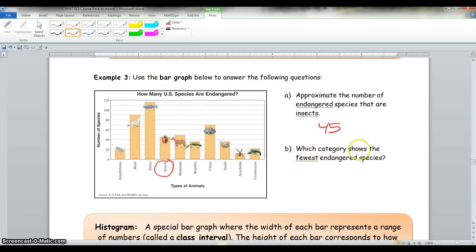Now, it says which category shows the fewest endangered species. Which one has the fewest endangered species? It looks like the arachnids.